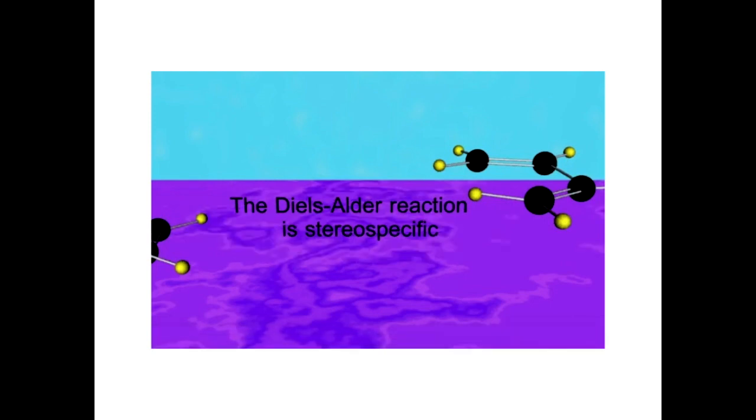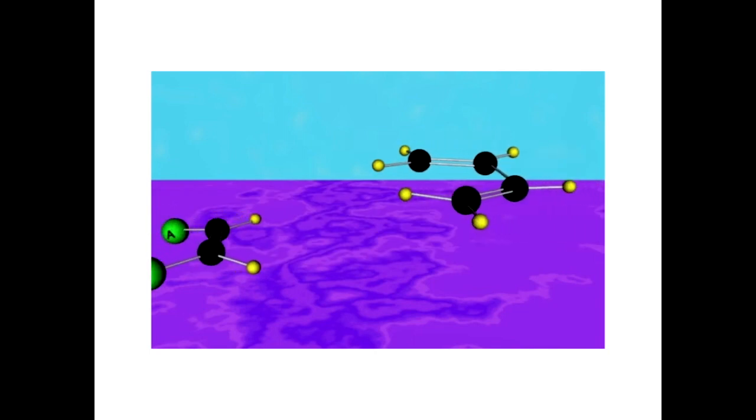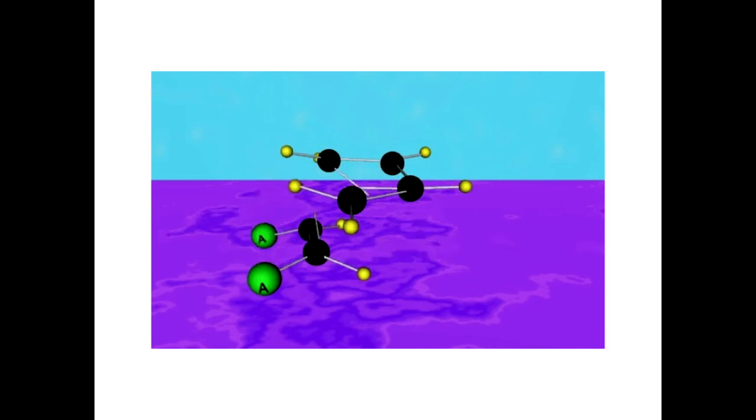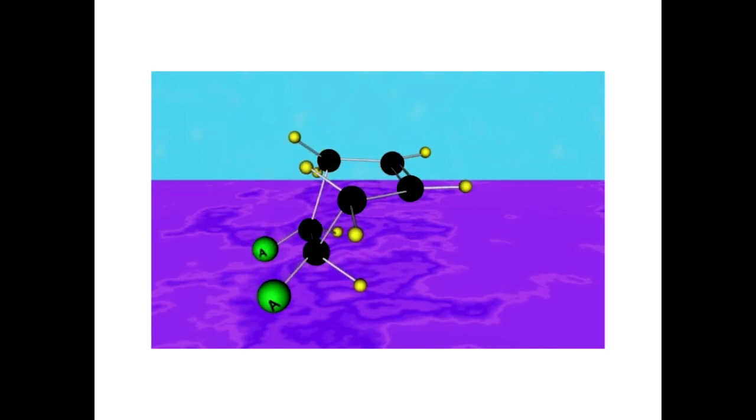So your diene is on the right hand side. Your dienophile is on the left. They're going to come together. And notice the A groups in green are cis to each other in the dienophile. And now your two sigma bonds form. And the A groups are still cis in the adduct.